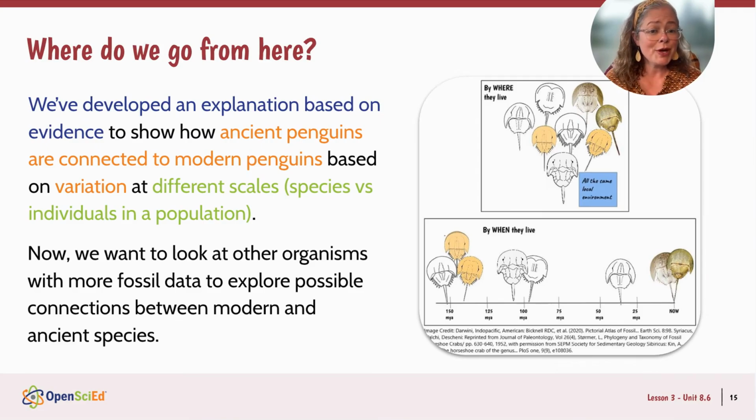After all of this, where do we go from here? We've developed an explanation based on evidence to show how ancient penguins are connected to modern penguins based on variation at different scales, species versus individuals in a population. And now we want to look at other organisms that have more fossil data to explore possible connections between the modern and ancient species.